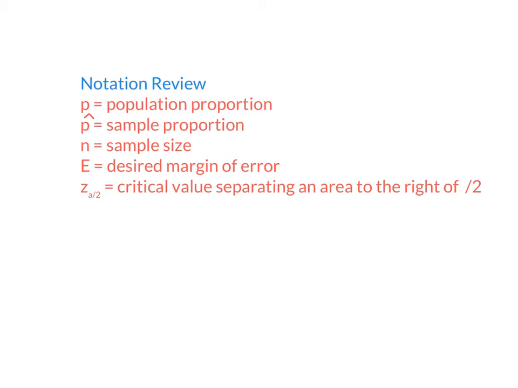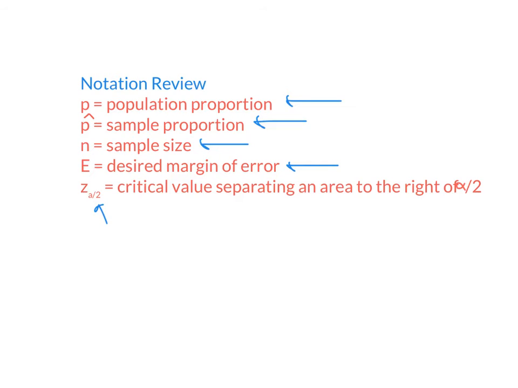All right, quick notation review, because it's been a couple days here. If you just see P, it means population proportion. P hat, remember, is our sample proportion. N is our sample size. Big E, capital E, is our desired margin of error. And we call this Z-crit. I forgot to put alpha over here, but I didn't have alpha on my keyboard, so I used a little a. Critical value separating error to the right of, it should say alpha over 2 right there. So just a quick review. I think you know all that anyway, but just make sure you know what the letters mean.